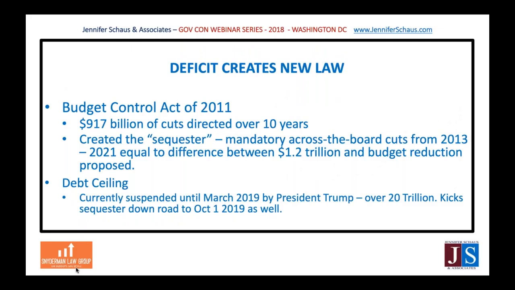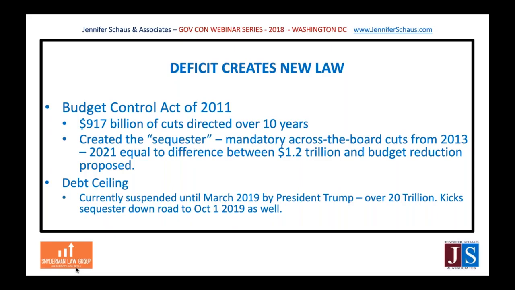So when I say that the deficit affects us, it essentially has created new laws that affect the budget process in a huge manner. So the Budget Control Act of 2011 mandated $917 billion in cuts over 10 years. Essentially, this was the attempt to bring the federal budget back under control by creating sequesters, which were mandatory across-the-board cuts, starting in 2013 through 2021, that would equal about the difference between 1.2 trillion and the budget reduction proposed. So if the budget didn't propose reduction, there would be mandatory sequesters.